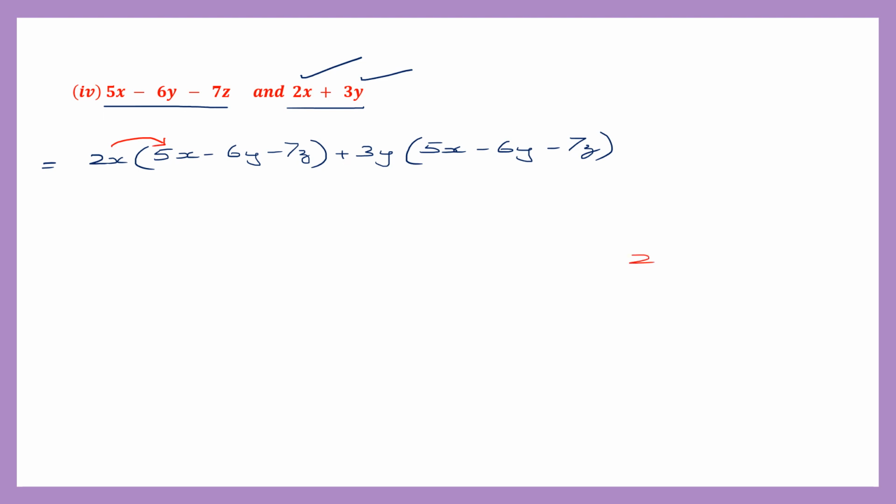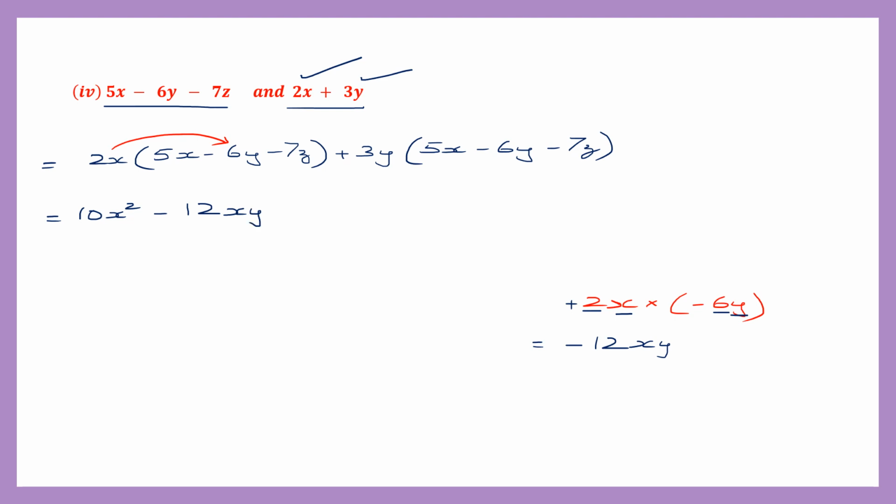First we multiply 2x into 5x. So let's do that, 2x into 5x. So 2 into 5, first the numbers, 2 5s are 10, x into x is x square. So this is 10x square. Now let's multiply 2x into minus 6y. So here the sign is plus. Plus into minus is minus. The numbers, 2 6s are 12. There is one x and one y. So that is xy. So this is minus 12xy.